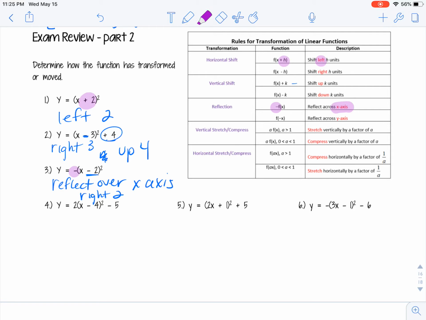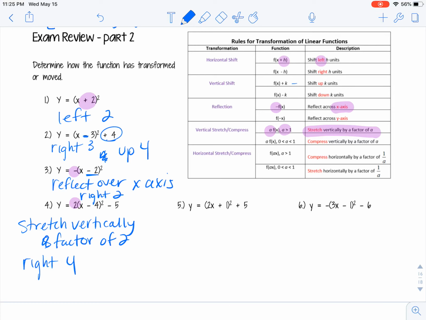All right, this one down here, so we're multiplying by 2 on the outside. If we look over here at our chart, here we're multiplying, and this is when a is greater than 1, and 2 is greater than 1. So we're going to stretch vertically by a scale factor of 2. And then we also moved right 4, and we also moved down 5.